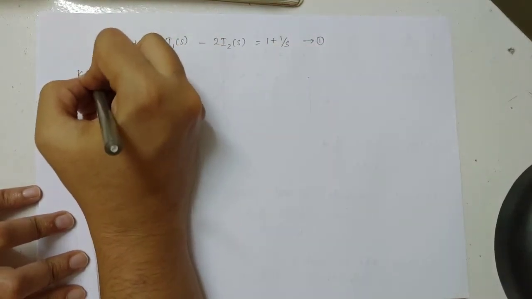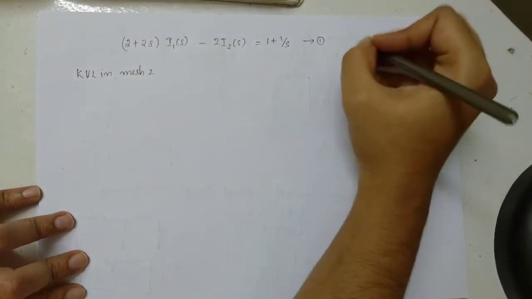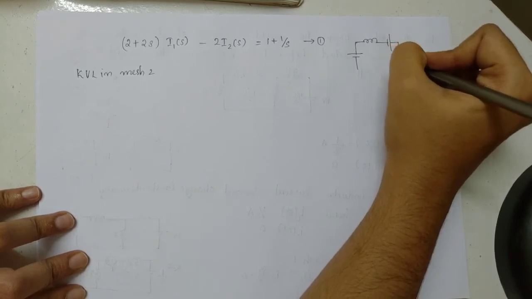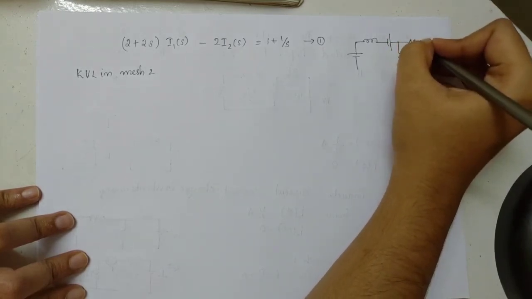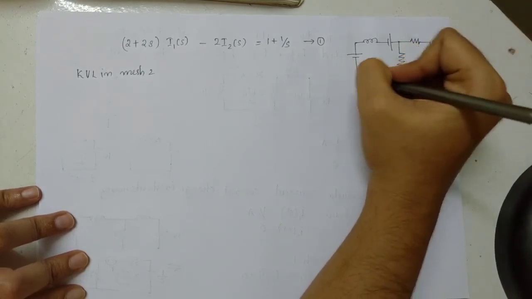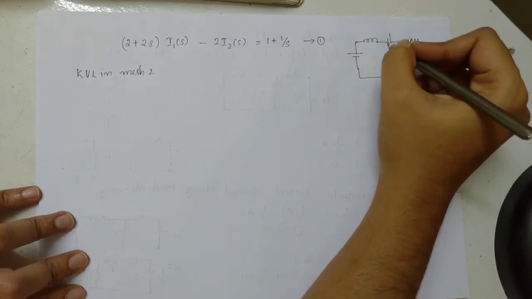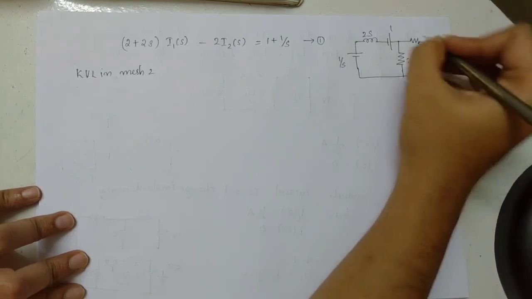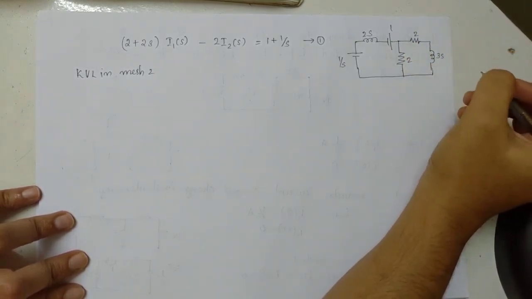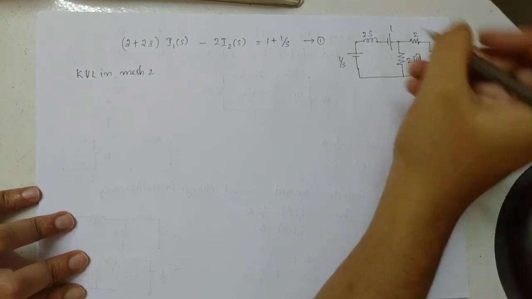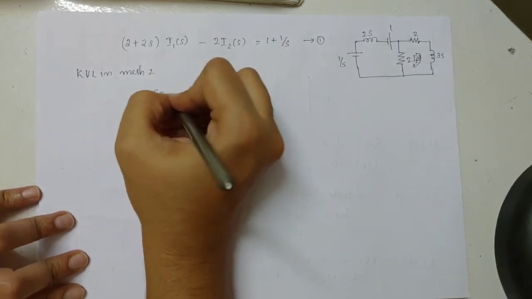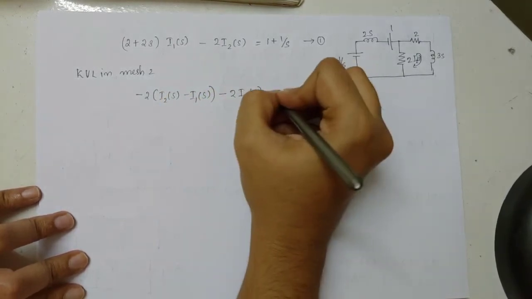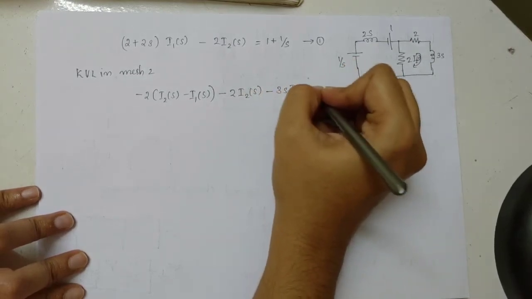Okay, now the KVL in mesh 2. The battery is in the background, with minus and plus taken into account. That is 1 by s, and 2s, 1, 2, 2, 3s. So this is I2(s). In the equation we get minus 2 I2(s) minus I1(s), minus 2 I2(s) minus 3s I2(s) is equal to 0.